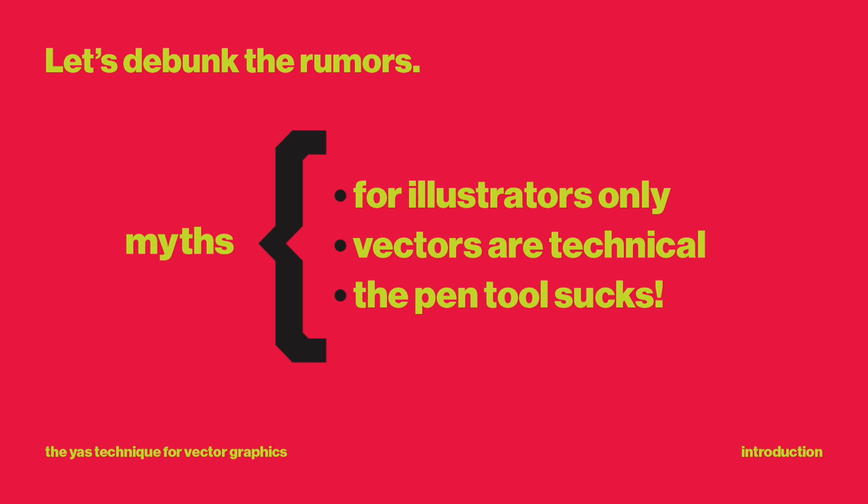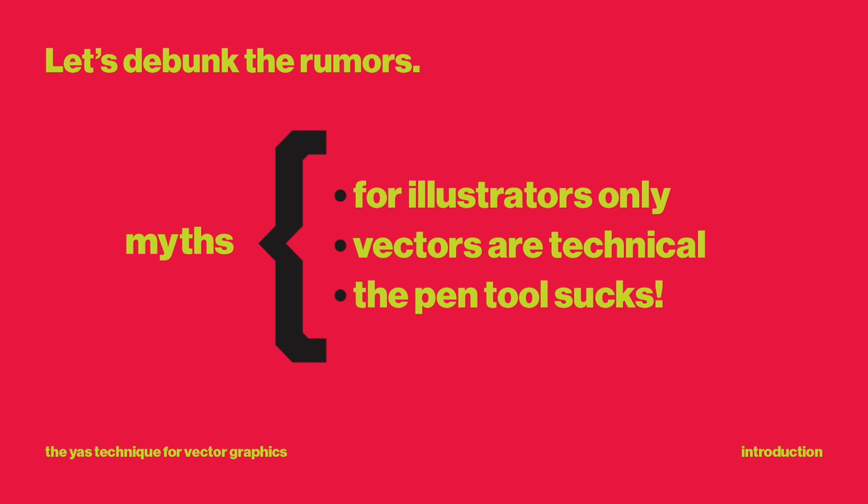Also, vectors aren't necessarily technical. It sounds like a technical word. I know it has other meanings, but in our space, vectors simply means geometrical artwork that's based on math points on a grid as opposed to pixel based. And we'll talk more about that.